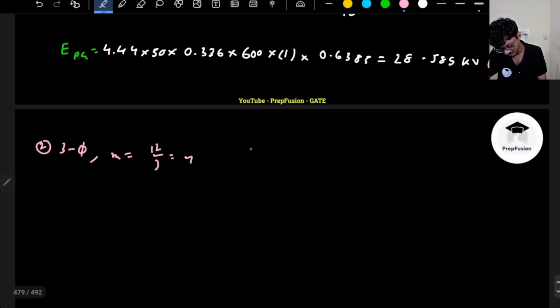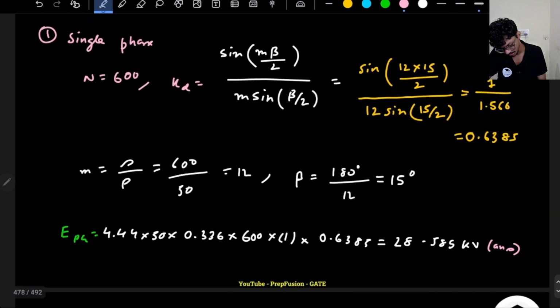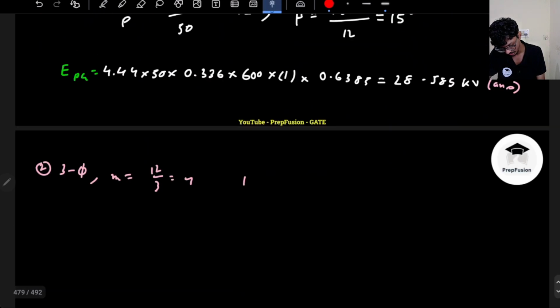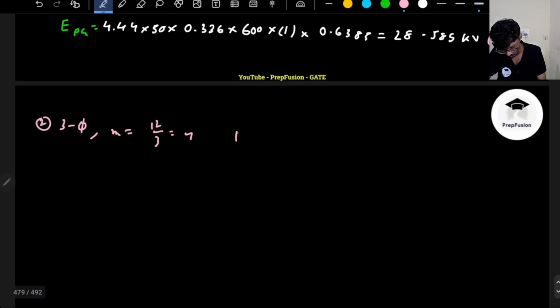And what will be your beta? Beta will be the same. Beta will not change. Beta will still be 15 degrees only. It is basically 180 divided by slots per pole. So beta will not change. Beta will still be 15 degrees.